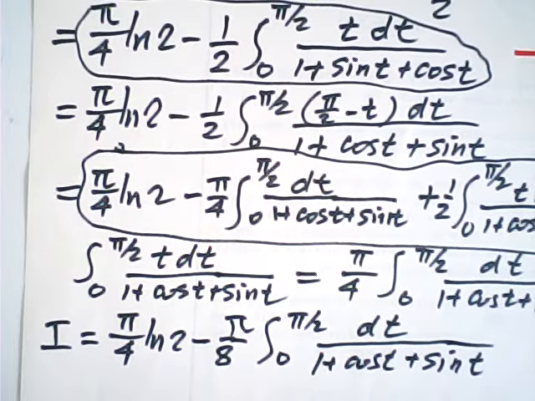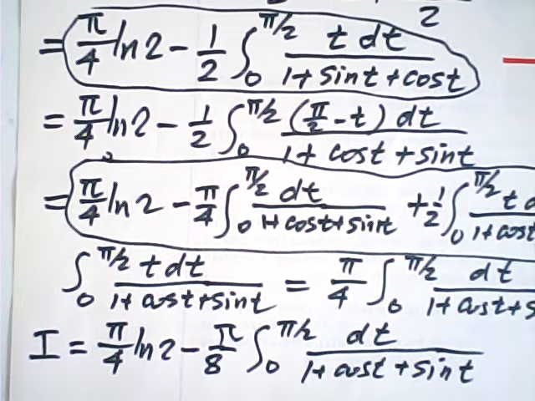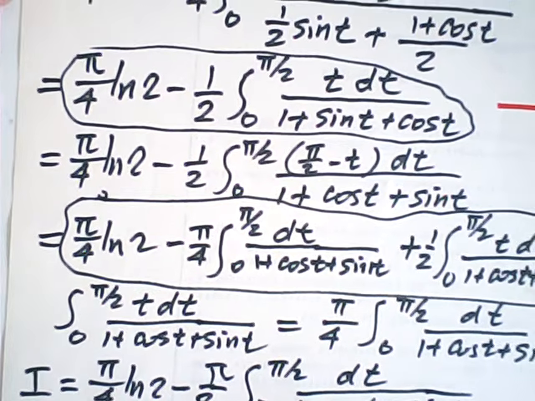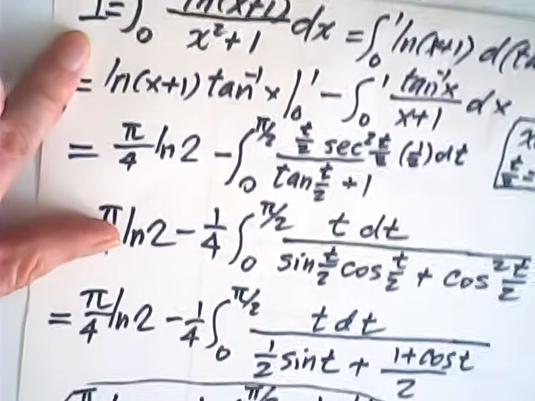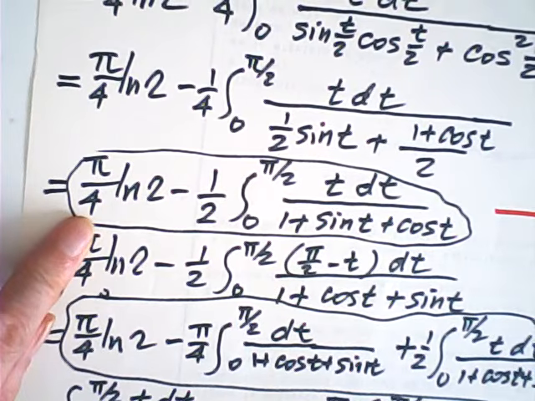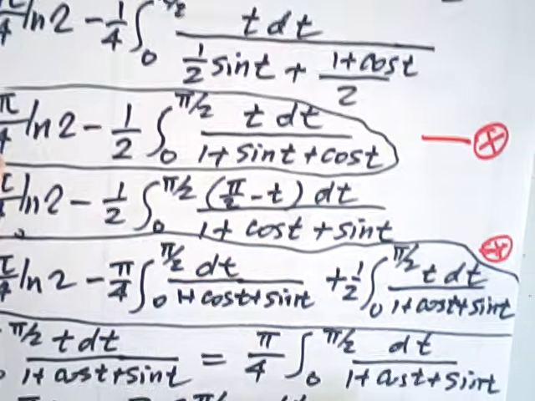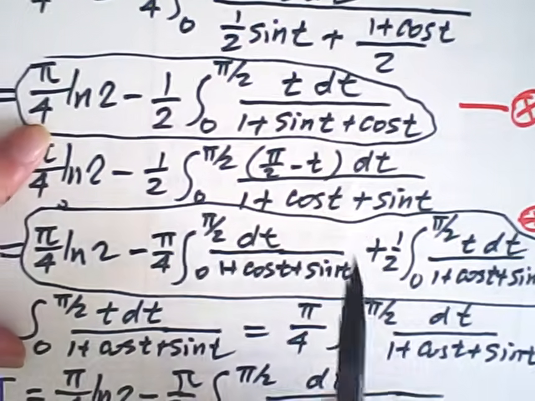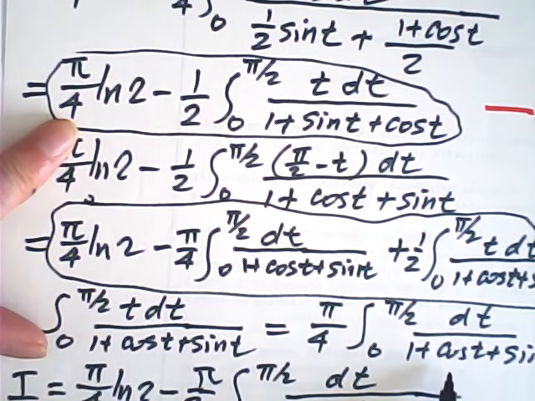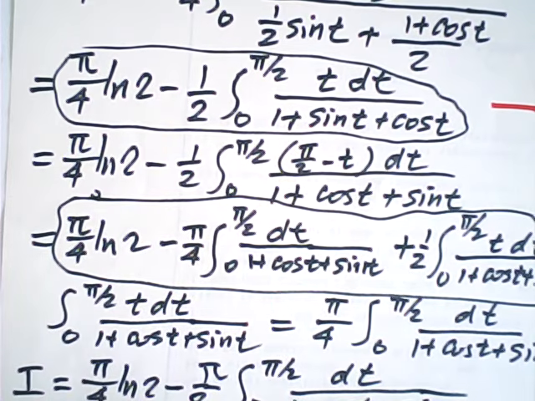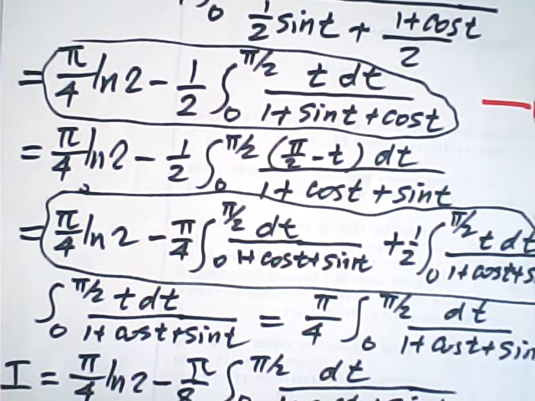Well, I hope you're not lost. Let me slow down. My I is equal to this, and this is equal to that. This is equal to that. If I replace this one there, it is equal to this. See?